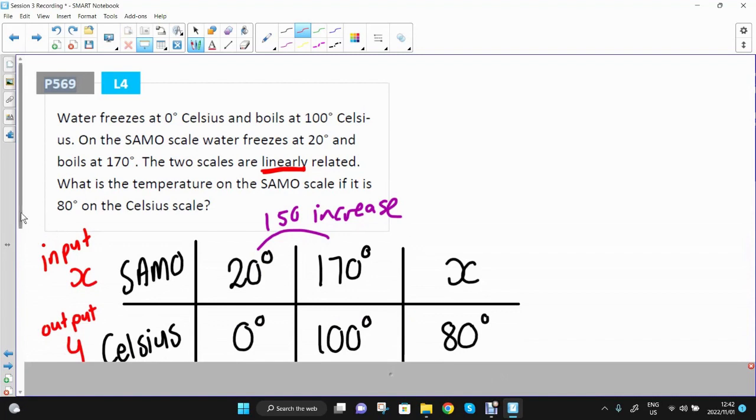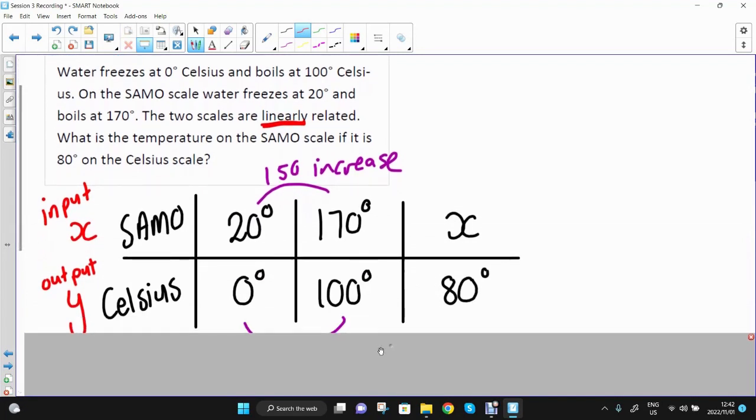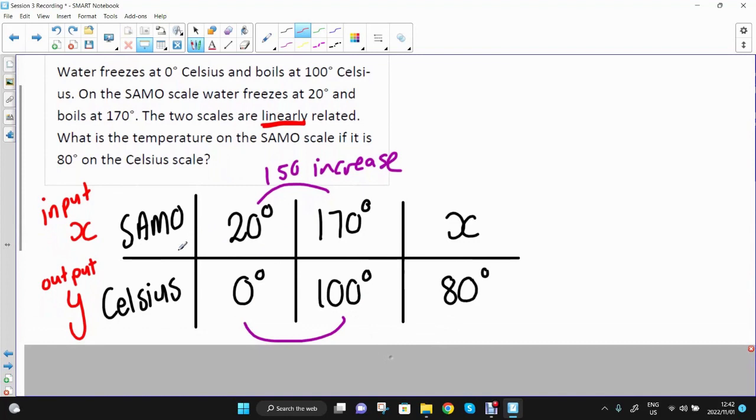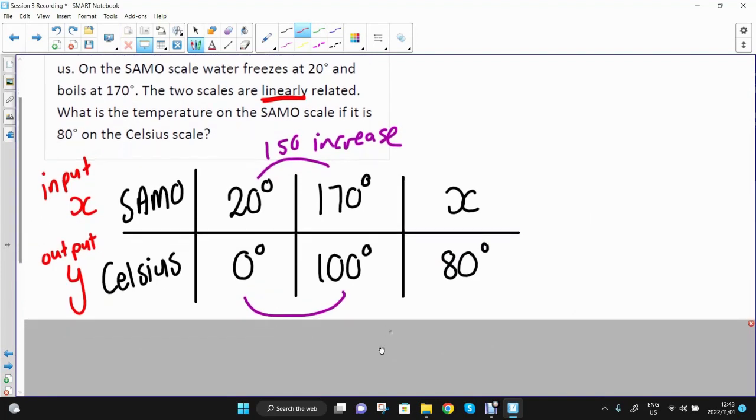So these are all the values that they gave to us. And you can see that on your SAMO scale, they gave us 20, 170, and they link up with 0 and 100 on the Celsius scale. And I made my SAMO my input values, and then my output values will be Y. So you want to compare the increases here, because the increases, if they are linearly related, will always be relatable in direct proportion.